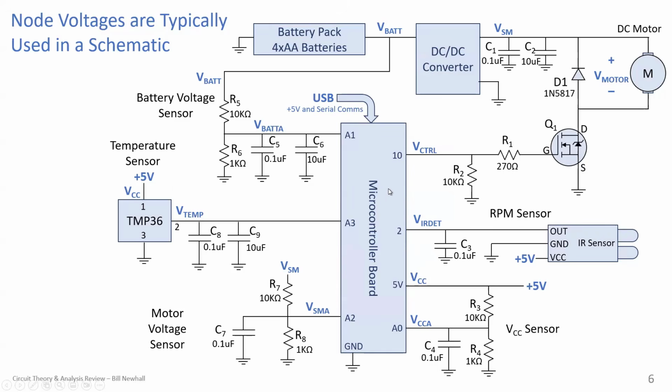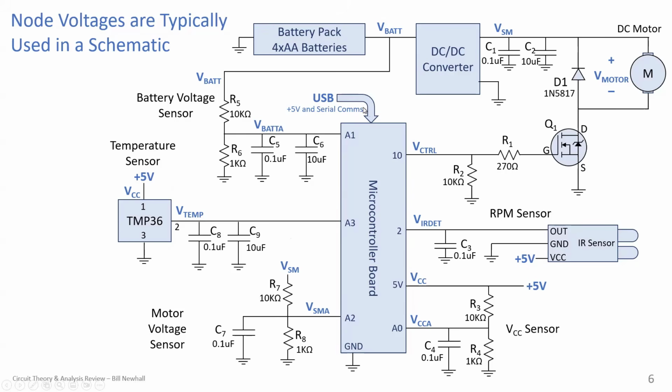The microcontroller is the brains. We have batteries and a DC to DC converter to convert the battery voltage to the voltage that the motor needs, and then a motor controller circuit using a MOSFET here, an infrared sensor that will sense blade crossings so that you can calculate RPM with software, a few sensor circuits using voltage dividers, a temperature sensor over here, and then a USB connection.